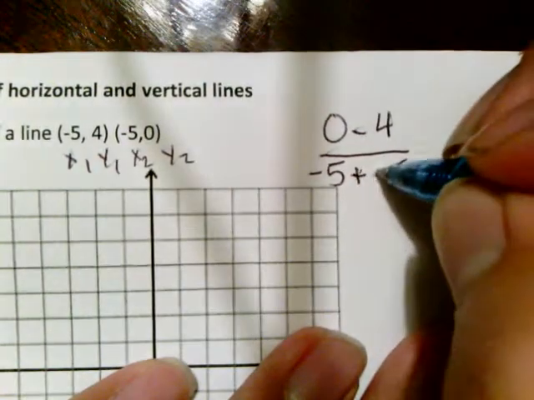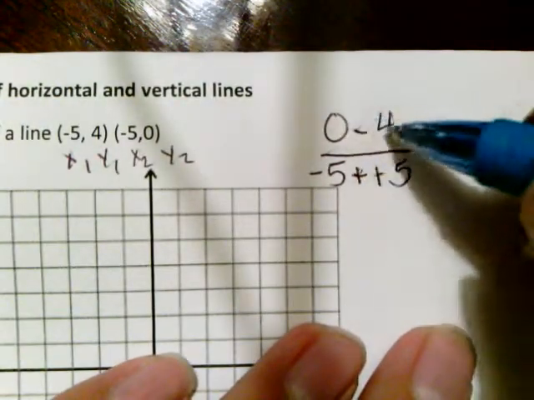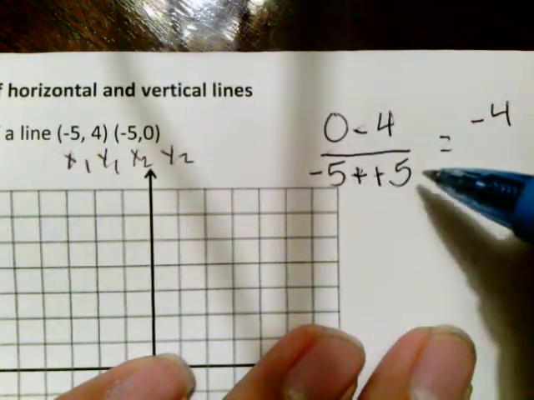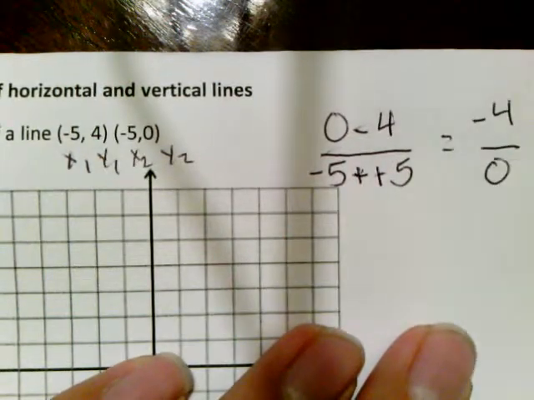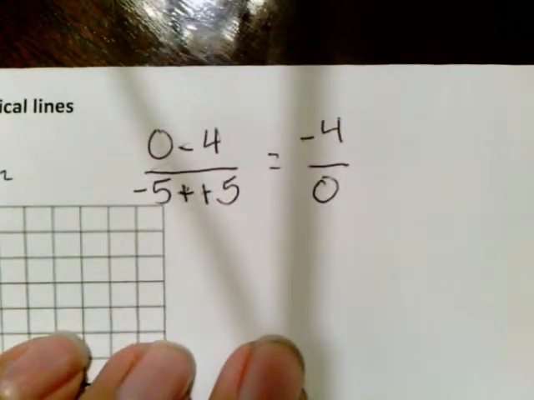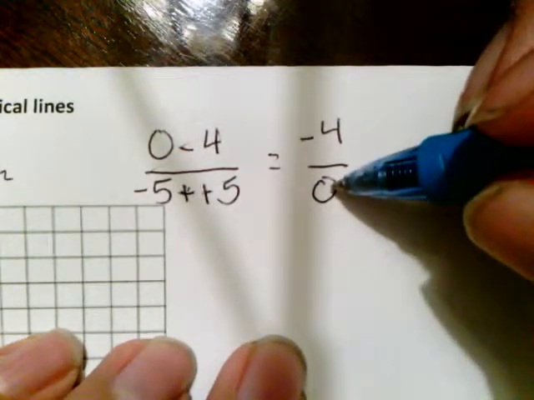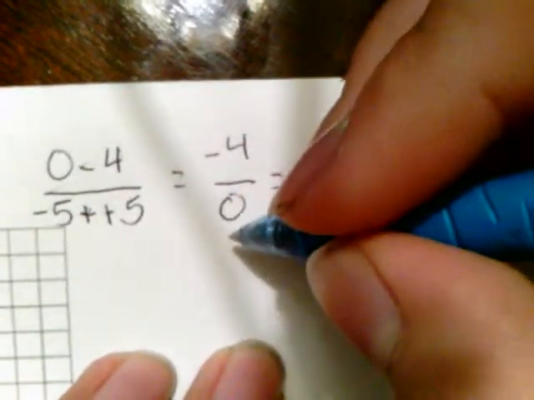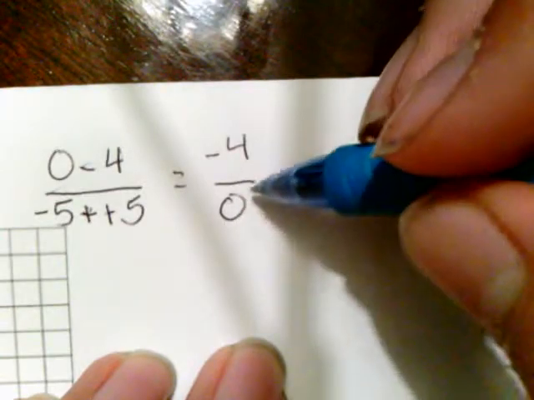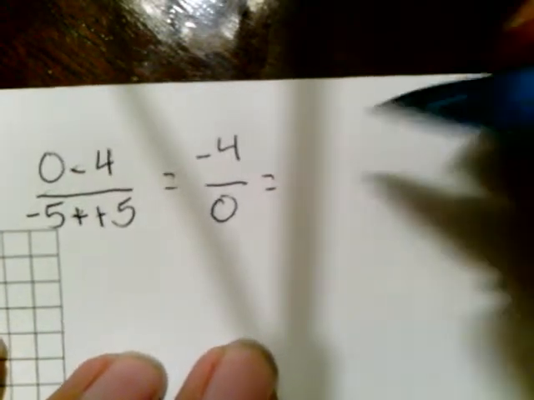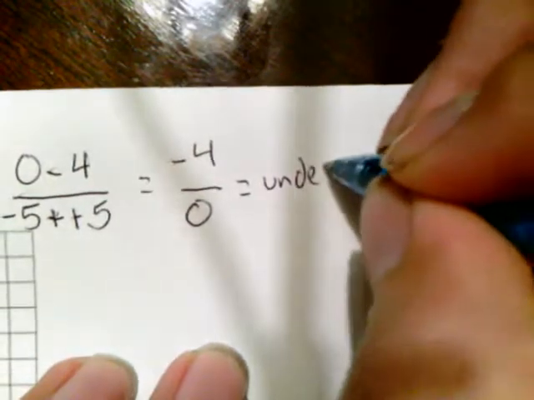Now since we have two negatives, they become a positive. So right on top we've got 0 minus 4, which is negative 4. Negative 5 plus 5, which is 0. Now, I don't know if you remember this from other math classes, but whenever you have a 0 on the bottom of a fraction, what we call this is undefined. Negative 4 divided by 0, essentially what it's saying is how many groups of 0 can you take out of negative 4? It's an unlimited amount.